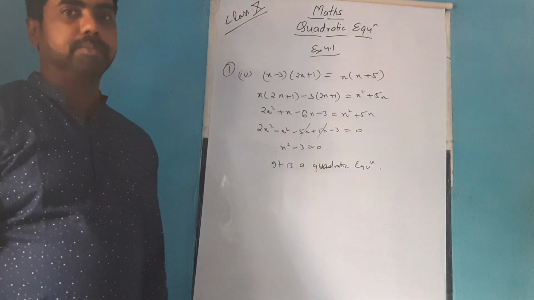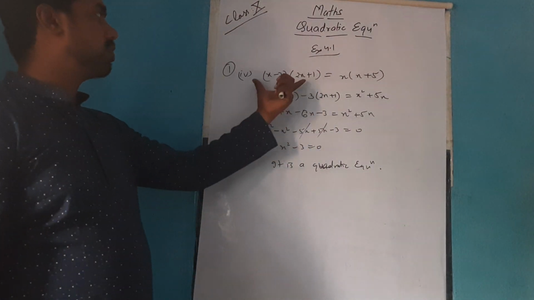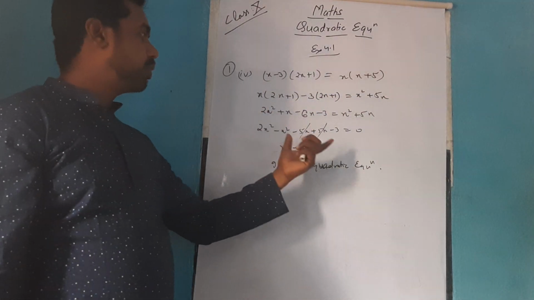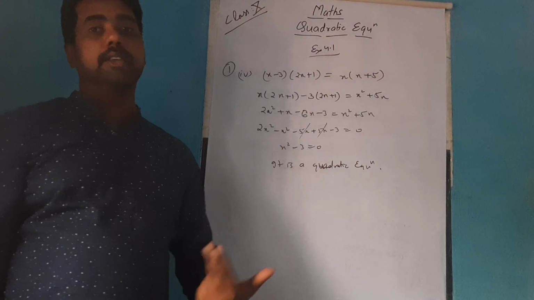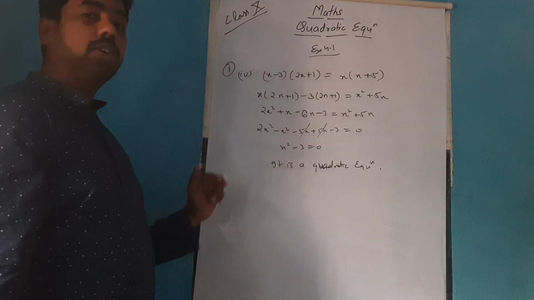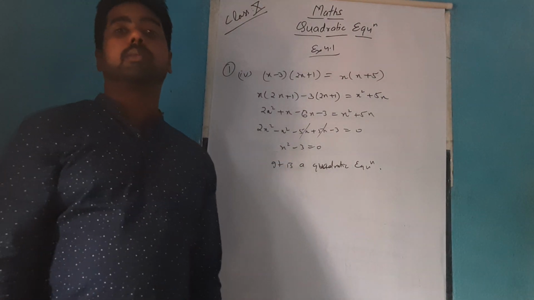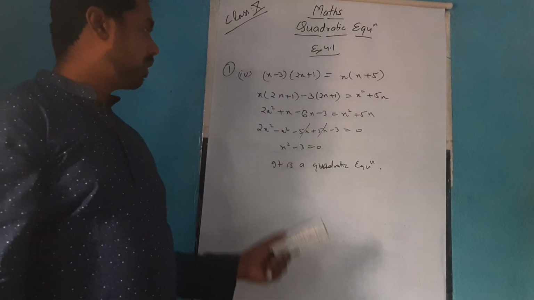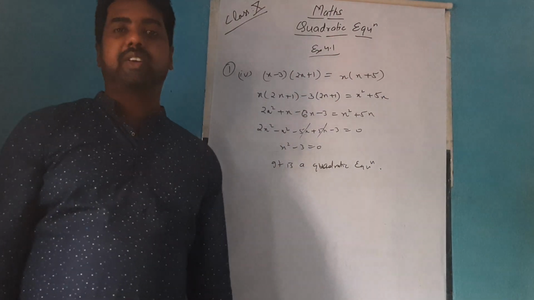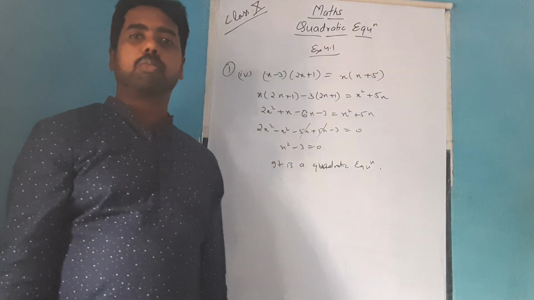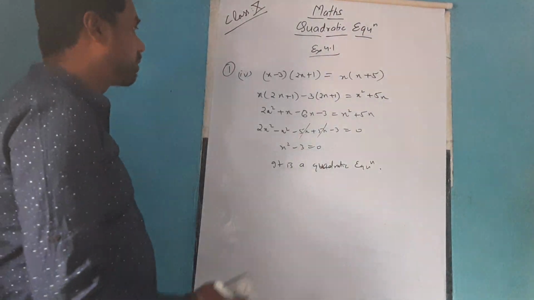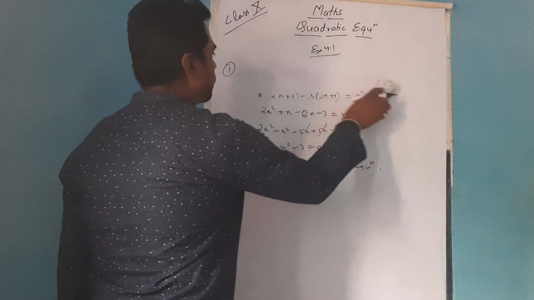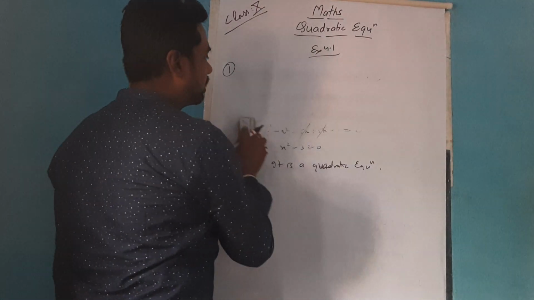I hope this is clear. I am repeating it again. First of all, open the bracket, simplify, and put all the values on the left hand side, and then see and decide whether you are left with any term having degree 2 or not. If there is a degree 2 term, then it will be called a quadratic equation. There are some more problems. You may copy this, and I'll solve one question which is on the basis of a cube.